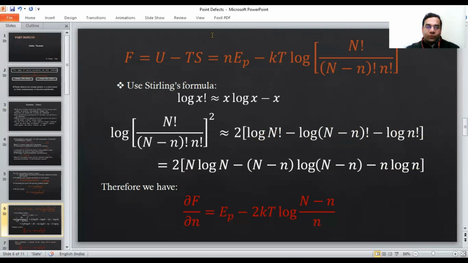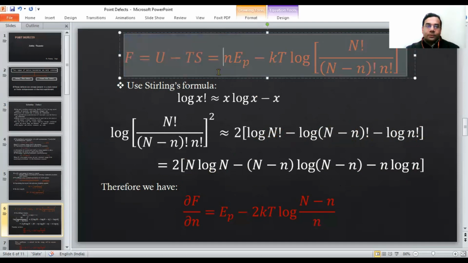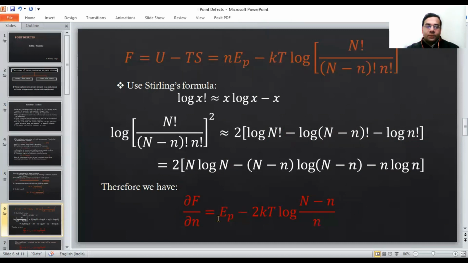Now differentiate the expression for F. So the differentiation of F will become Ep minus 2kT log of N minus n over n.